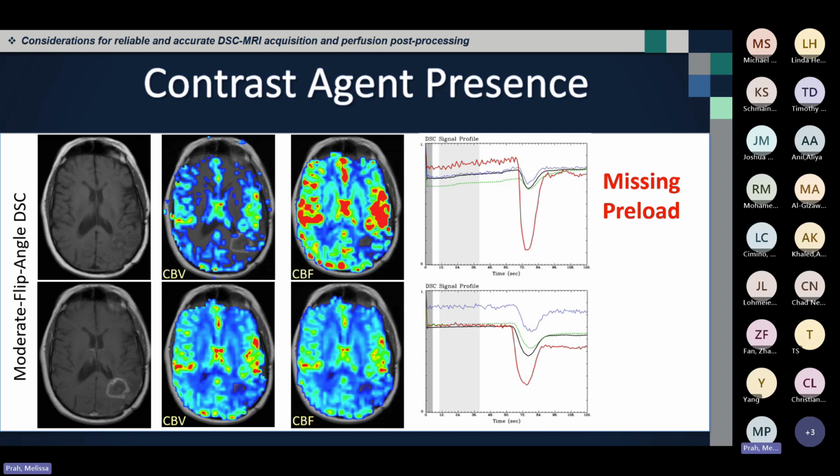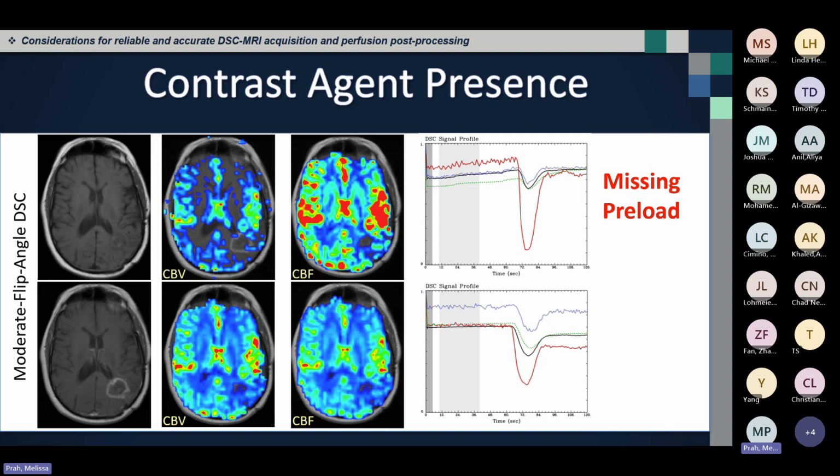The next few examples all showcase the importance of contrast agent. While not necessary for a low flip angle acquisition, a preload dose of contrast agent is required for a moderate and high flip angle approach. The preload should be given approximately 5 to 6 minutes before the DSC acquisition sequence begins. Without a preload dose of contrast agent, the DSC signal can overshoot the baseline, as seen here, and can cause an underestimation of RCBV, which is easily seen in this resulting perfusion map.